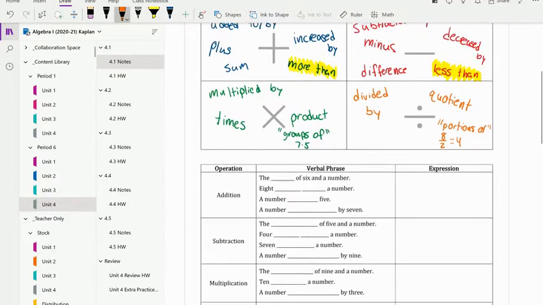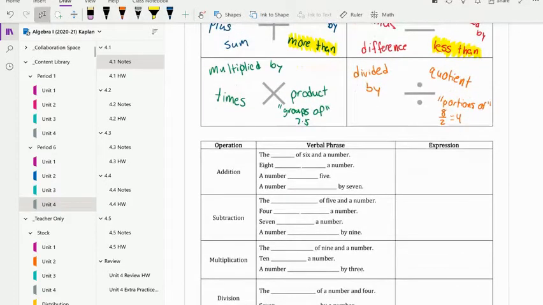So let's talk about how these actually translate. We're going to do some fill in the blank, and then we're going to write what that would look like. So the first one is the blank of 6 and a number. Well, we'd be saying something like the sum of 6 and a number. The sum of 6 and a number would be 6 plus that number, right? So for all of these, we'll just call the number x. But it really could be any variable. It could be n, it could be y, it could be w for all I care, but we'll call them x for all of these.